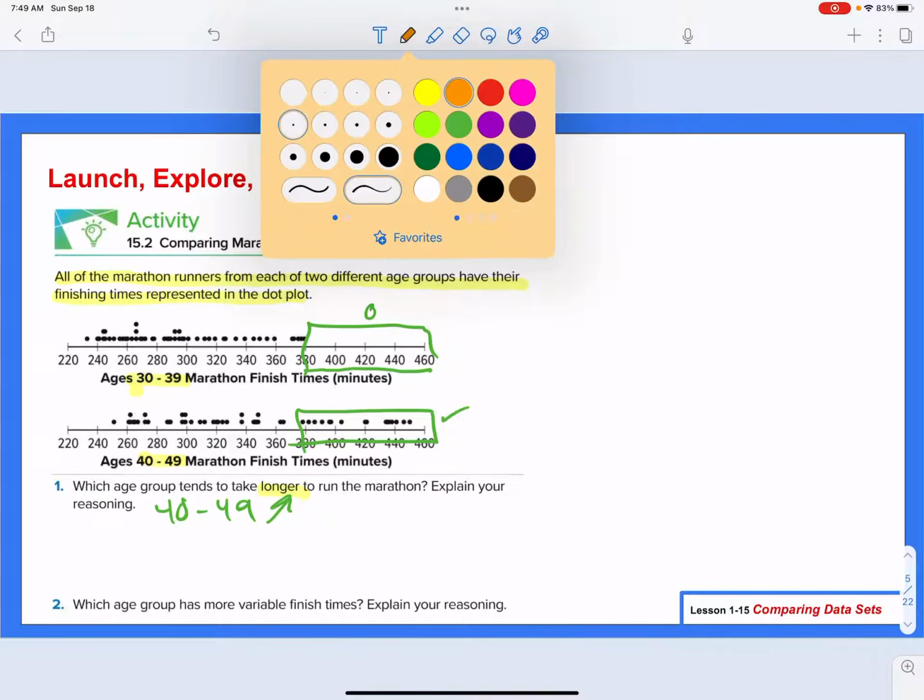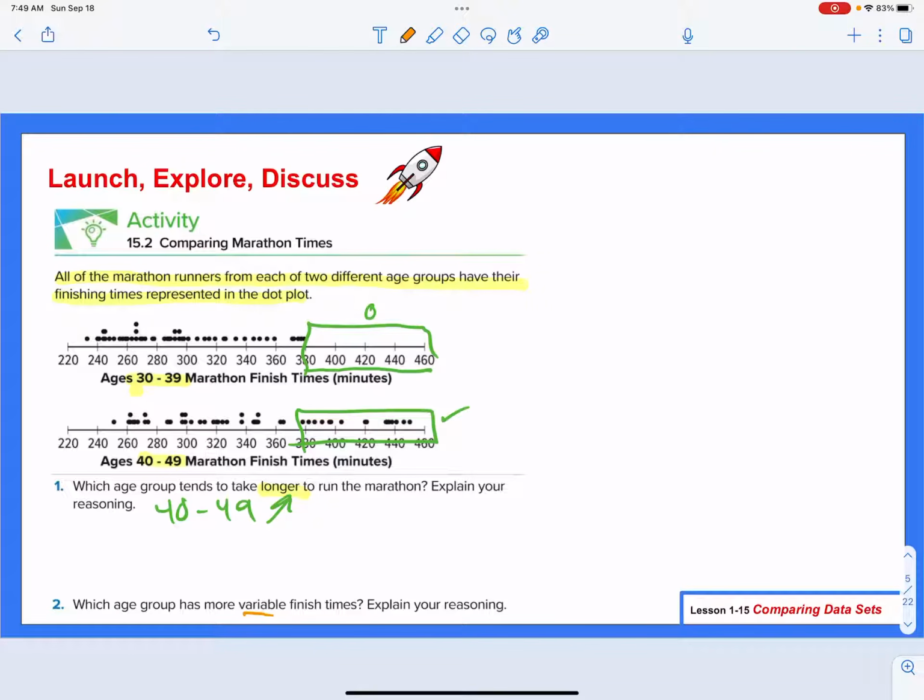Now, in terms of variability with the finish times, which one has the more variability? Variability, remember, we talked before, is that spread, right? Do you see a good spread? Well, from here, it looks like maybe 250 spread all the way out to 450. So it has a pretty good spread of about 200 between the lowest and the highest. Over here, we're about 230, and we're going up to 380, my mistake. So that spread there is about 150. So this one, the older group, 40-49, has the larger spread overall.